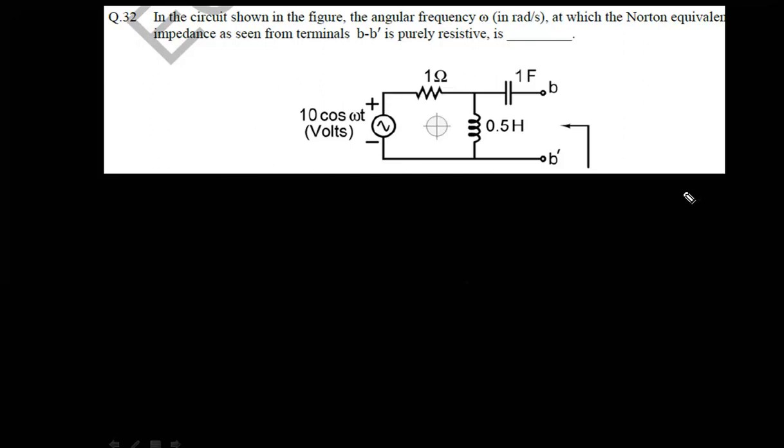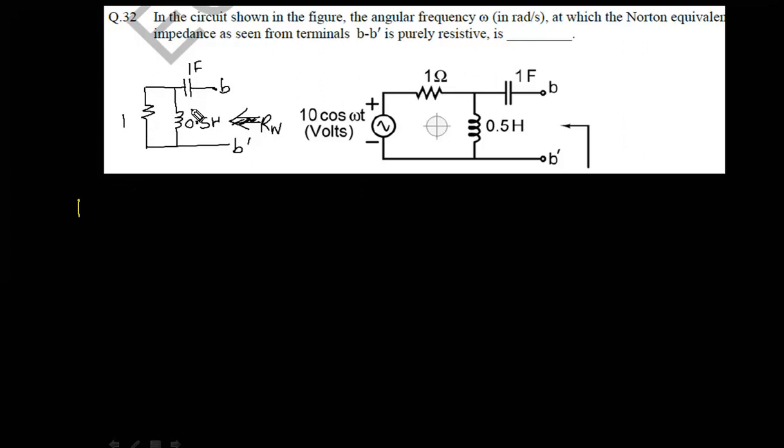In the circuit shown in the figure, find the angular frequency omega in radians per second at which the Norton equivalent impedance as seen from the terminal B dash is purely resistive, right? So for calculating Norton's resistance or Norton's impedance, we have to deactivate the source. Here it is a voltage source, so we have to short circuit it. Now the circuit turns out to be 1 ohm here, 1 farad, right? 0.5 Henry inductor. And we have to calculate Norton's impedance between these 2 points, B dash.